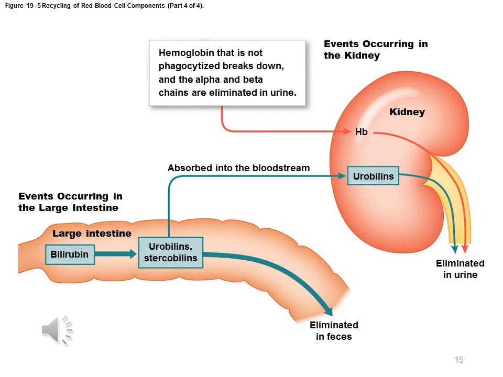Now, the other thing that we have to look at is what happens to the iron. We said it was recycled, so where does it go? Well, iron is actually bound to what is called transferrin. And transferrin is a protein that is going to go into the bloodstream to the red bone marrow, and the red blood cells are going to take the iron from the transferrin and use it to make more hemoglobin.